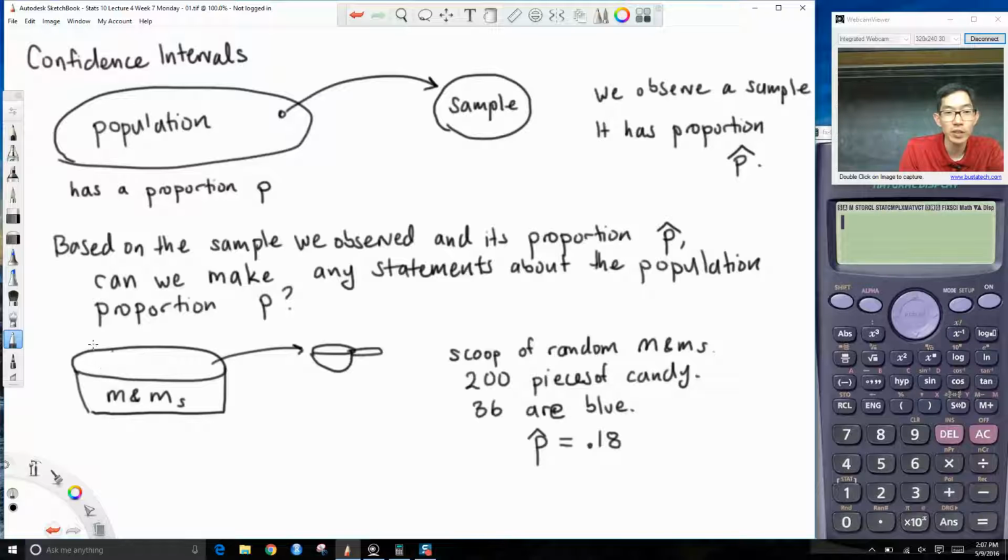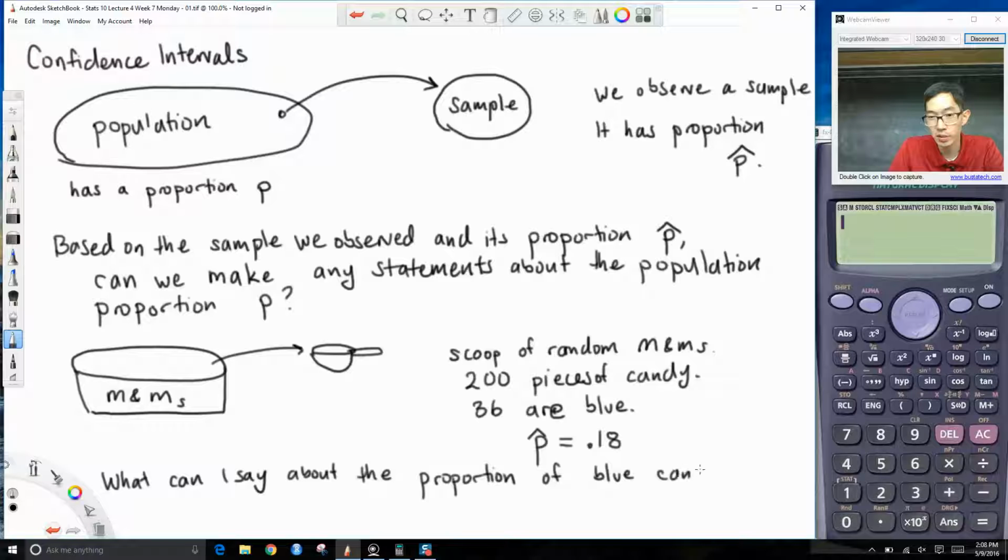Can I say anything about the contents of blue candies in the giant tub? That's what I want to know. What can I say about the proportion of blue candies in the big tub? Okay. What do you guys think?